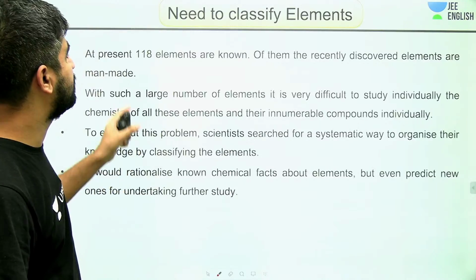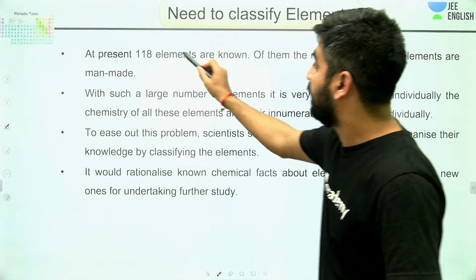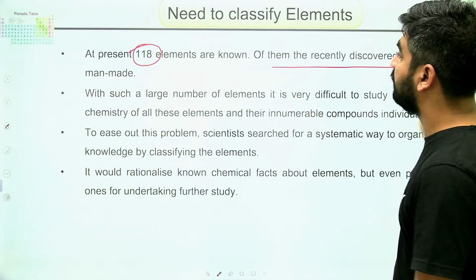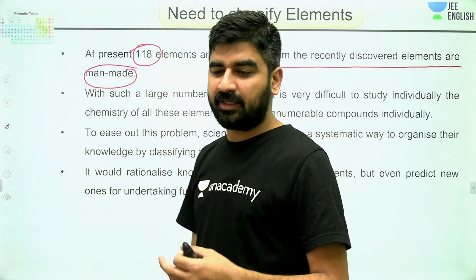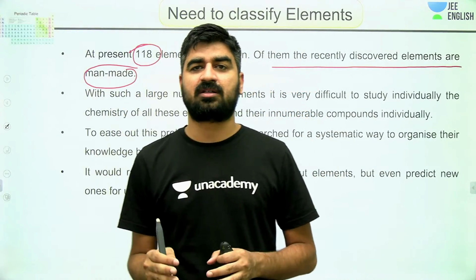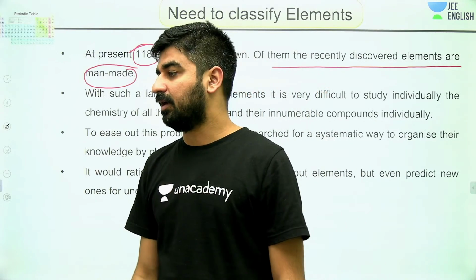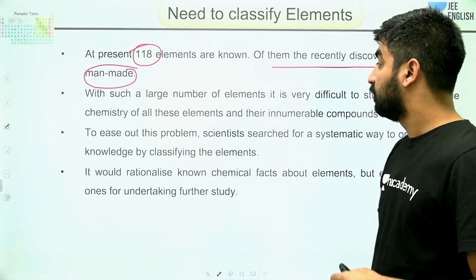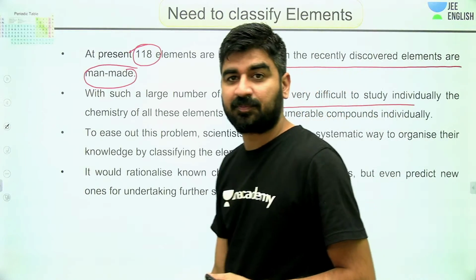So next point, guys, why do we need to classify the elements? So at present there are 118 elements. Of them, the recently discovered are man-made. I told you that almost 80 to 90 elements are found in proper abundance. Otherwise, most of the elements after 90 are made in laboratories, and they are in very small, trace amounts. With such a large number of elements, it becomes difficult to study them individually, right?